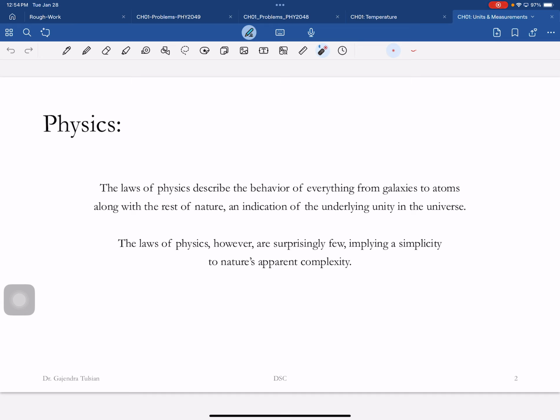But it's amazing that even though nature is so complex, there are very few laws of physics. In fact, there's only 4 fundamental forces in nature, in physics. The strong force, the weak force, the electromagnetic force, and gravity. So in principle, you could explain everything based on those 4 forces.